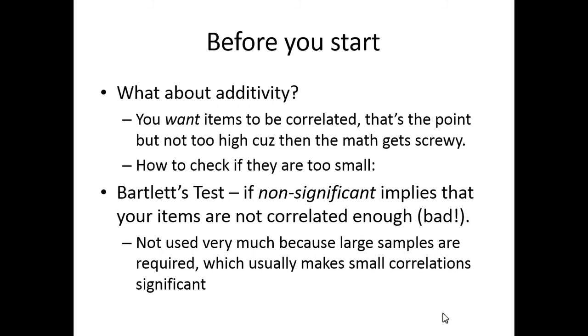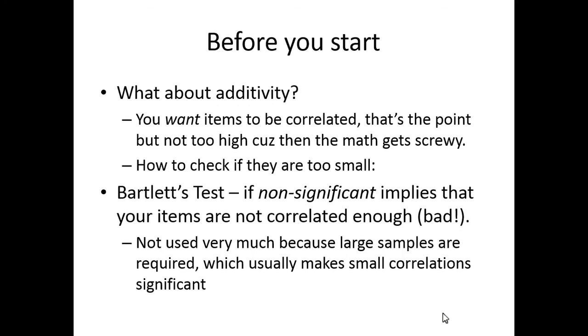But the other problem is you don't want them to be too small, or you're wasting your time. If none of the items are correlated, this EFA isn't going to work, because that's the point. So there's Bartlett's test, and you want it to be significant. If it's non-significant, that implies your items are not correlated enough, which would be bad. It is not used very often because EFA requires large sample sizes, and large sample sizes make this significant.